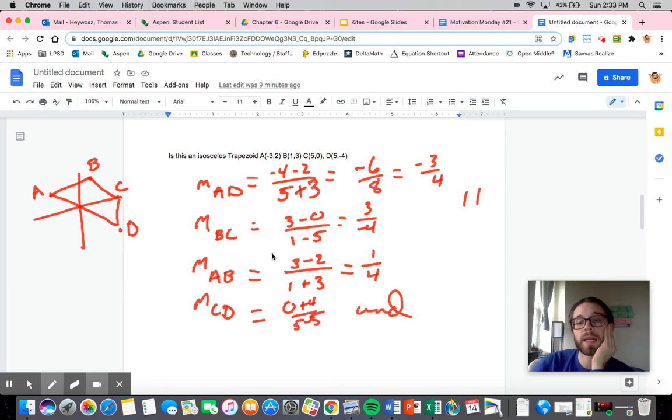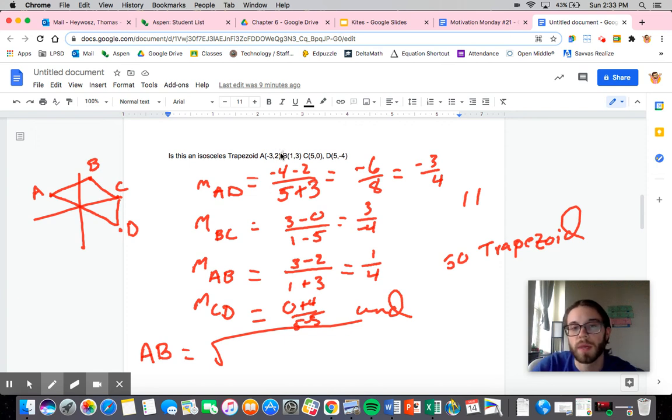Now, in order for us to show that it is an isosceles trapezoid, I have to show that these two lengths are the same. So let's look at the distance of AB. So AB can be the distance formula. So x2 minus x1, so 1 plus 3 squared plus 3 minus 2 squared.